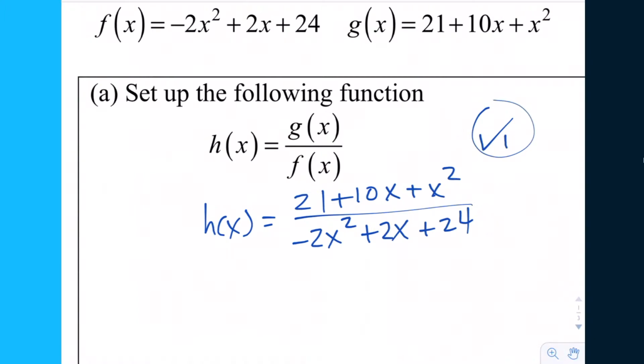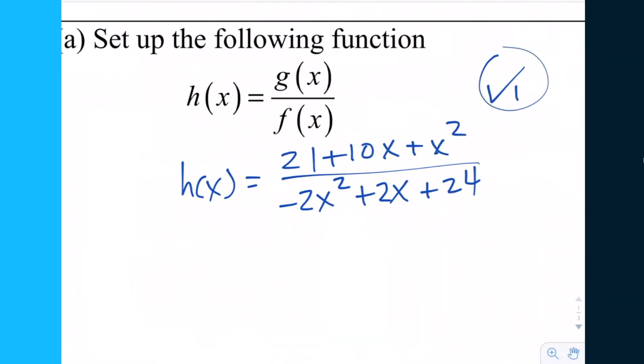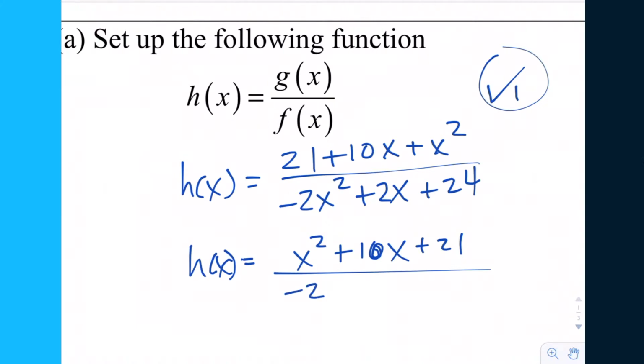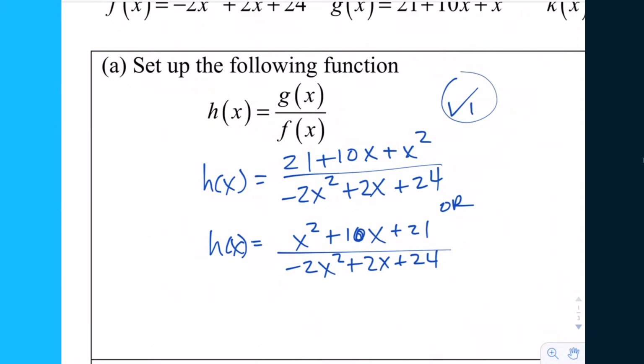Yes, sir? Oh, absolutely. Yeah. You could have it like that. And I remember many of y'all were asking in class if you could rewrite the order. And sure, x squared plus 10x plus 21 all over negative 2x squared plus 2x plus 24. So that works as well. But you got to have it equal to something, all right? Must be an equation for the first check.